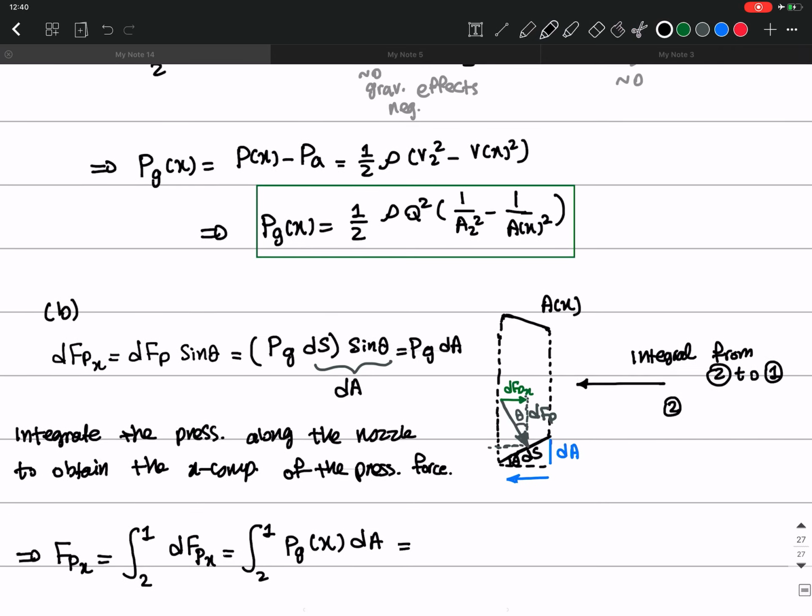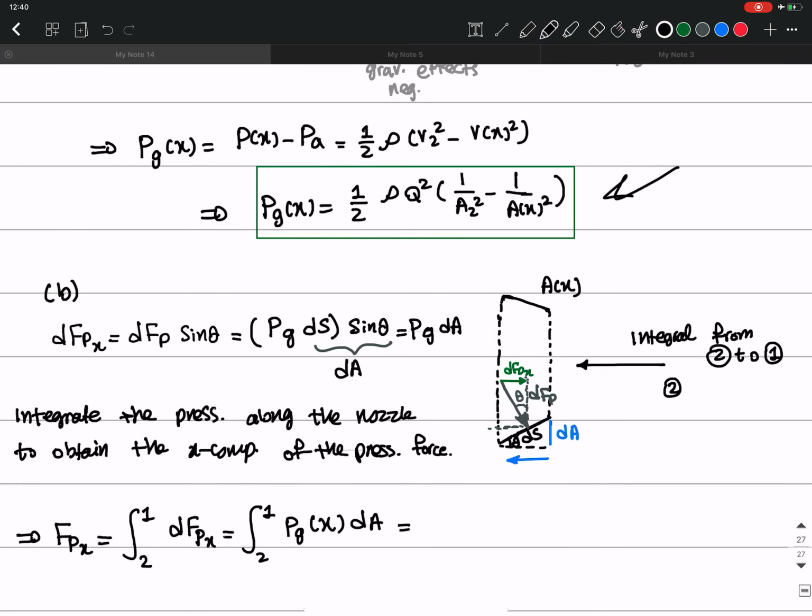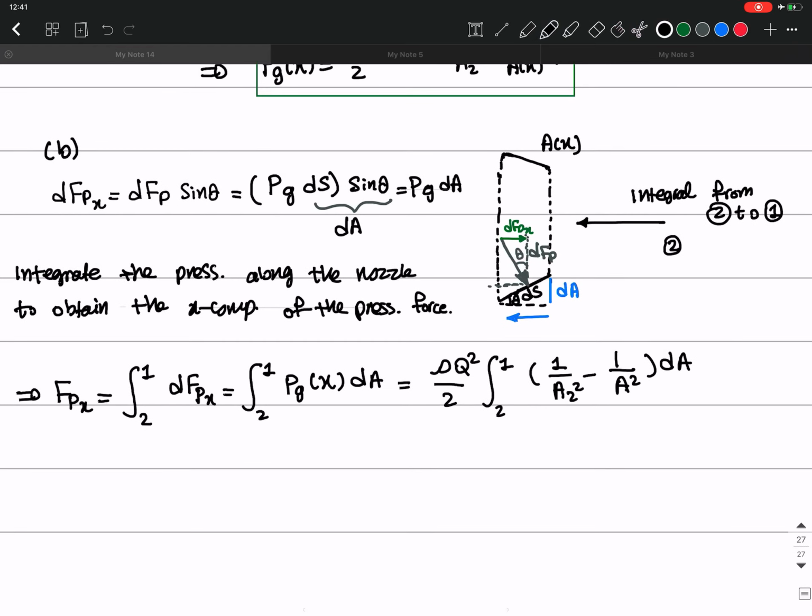Let's see what this integral is. We have P_G(x) here, so we just substitute it into the integral. So it's going to be what? Rho Q squared over 2 is constant, so we can take it out of the integral. So it's going to be the integral from 2 to 1 of 1 over A2 squared minus 1 over A squared dA. Okay, so now let's take this integral.